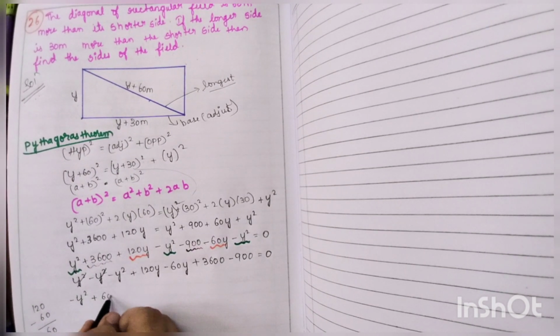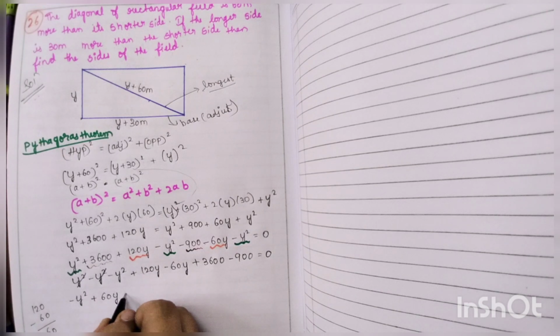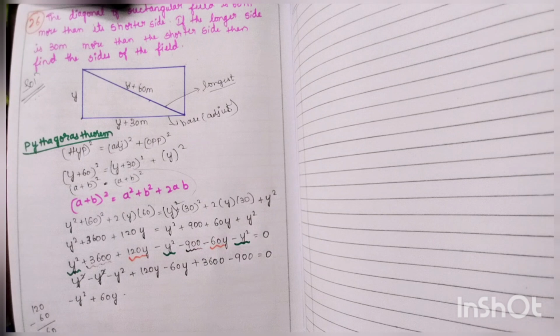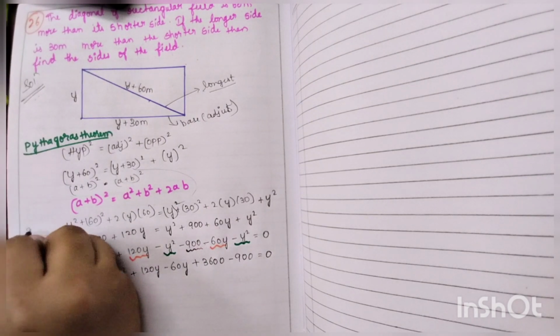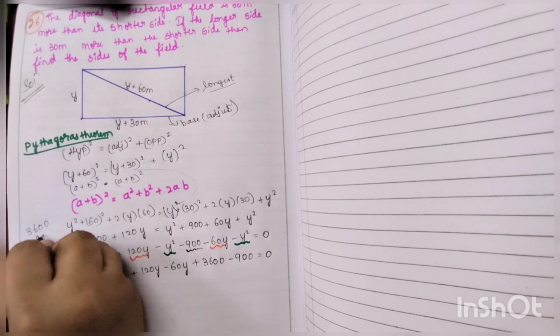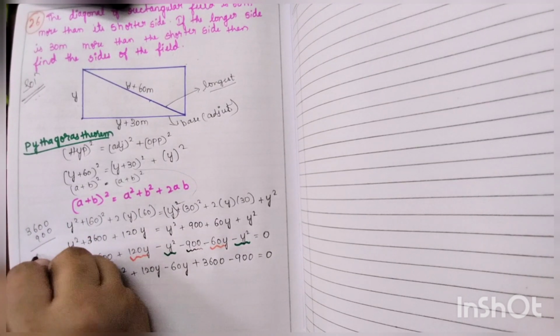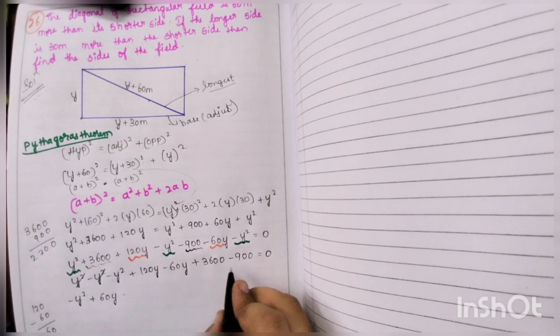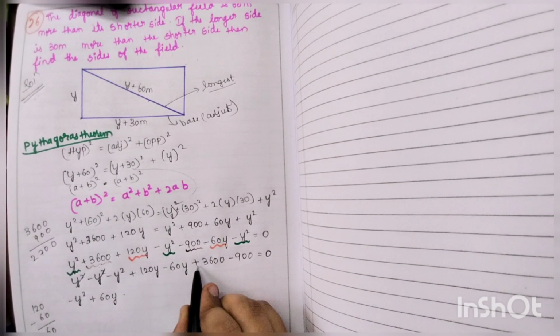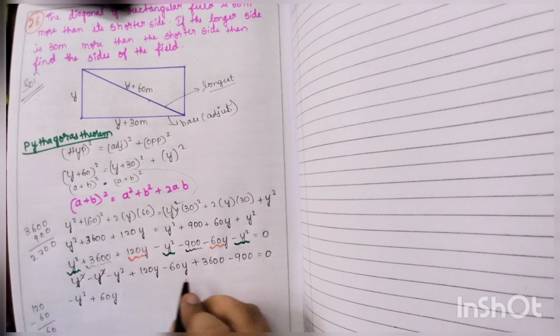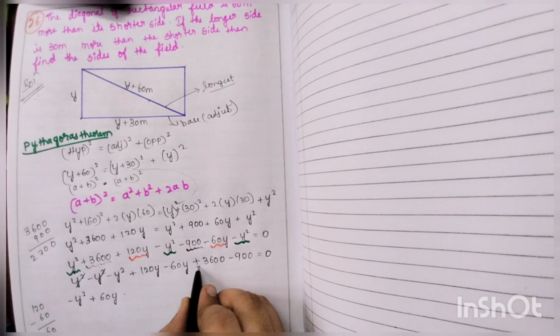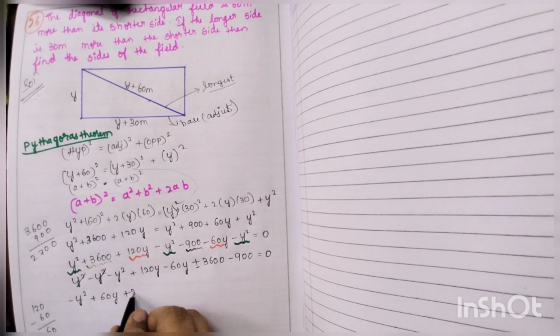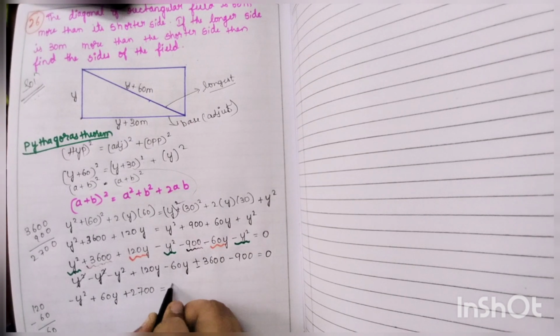So 60y, then minus... 3600 minus 900, how much will we get? We'll get 2700. So it is nothing but greater number sign is plus, so plus 2700 is equal to 0.